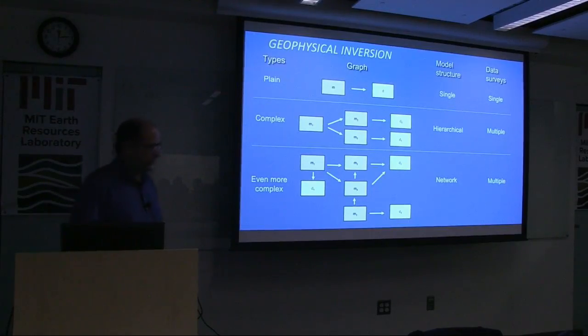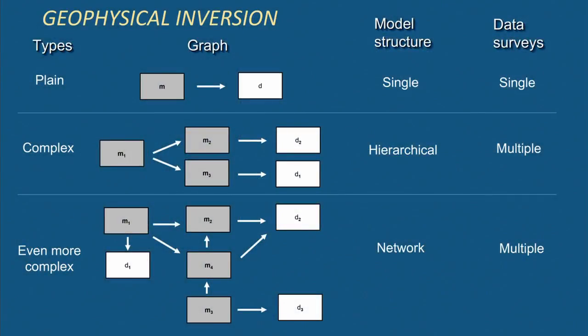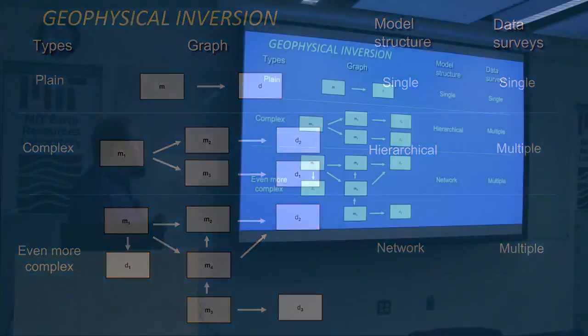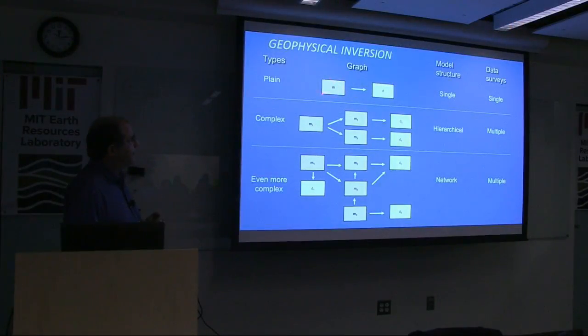We are used to seeing and formulating the inverse problems in this type of plain formulation, in which we have a particular set of data, say density, and then we observe some survey that is an effect of this data, a model which is the density and the data which is the gravity, and then we relate gravity and density via a forward model or an inverse model. So this is the plain setting.